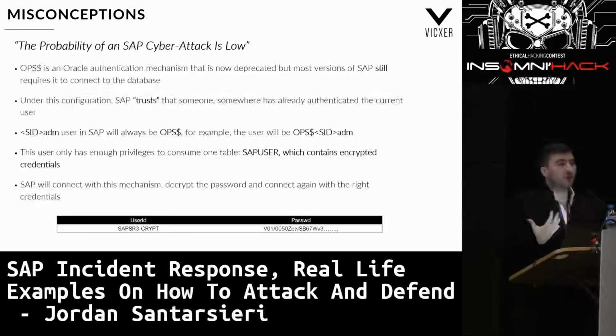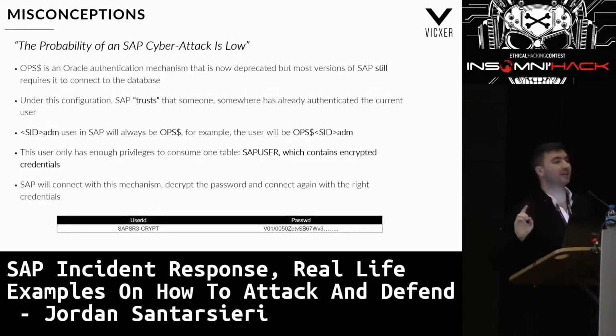By default, when you install SAP, you have an operating system user that is called SIDADM. SID, remember, is the name of the system. So if you're dealing with a system that is called PI1, your operating system user will be PI1ADM. And by default, this user at installation time is configured as OPS$. That user can connect remotely to the Oracle database without providing any type of credentials. There is a trust relationship there, and it retrieves one and only one table.